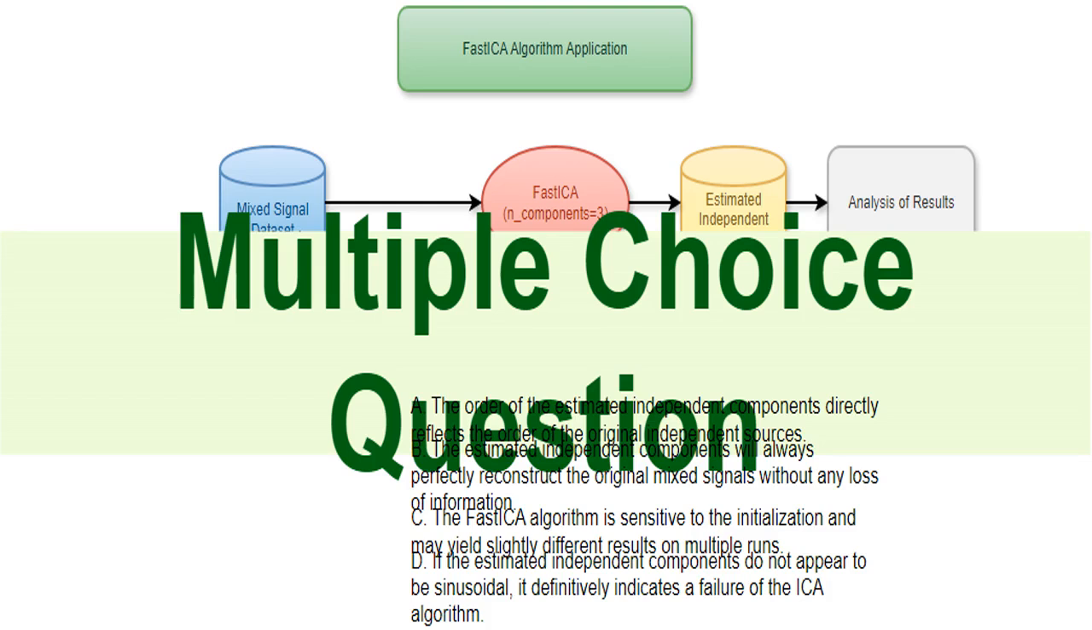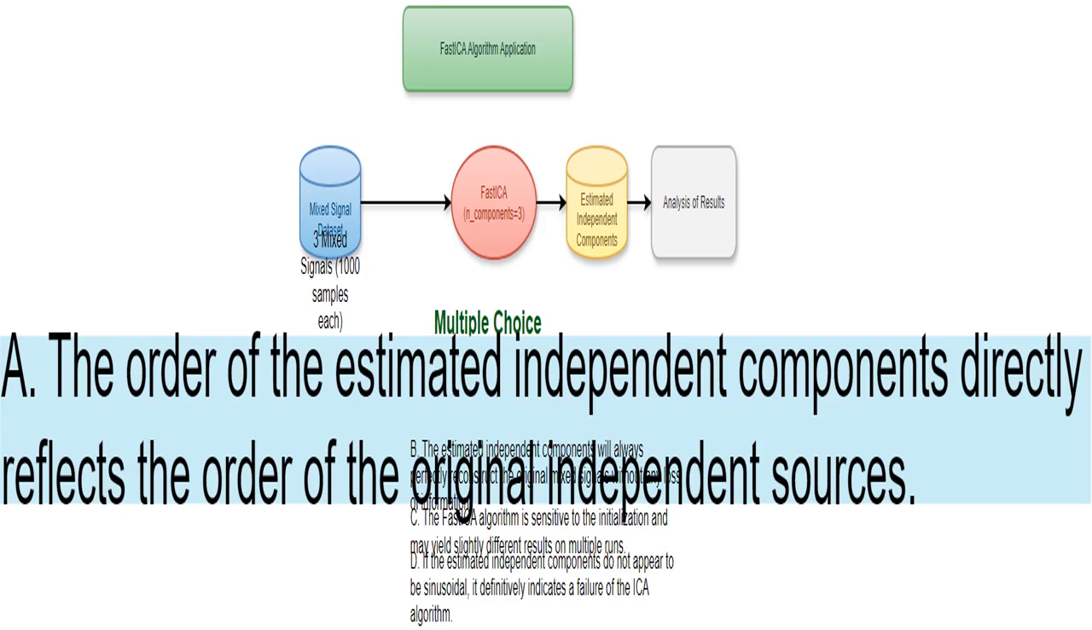This section presents a multiple-choice question about the results of applying the FastICA algorithm, a method used for independent component analysis, ICA. I'll explain each option, step by step. This statement is false. ICA doesn't guarantee that the order of separated components matches the original signal's order. Think of it like unmixing a colorful paint.